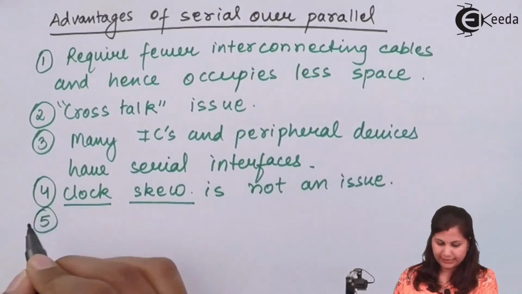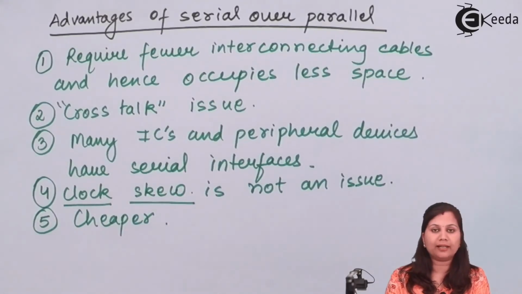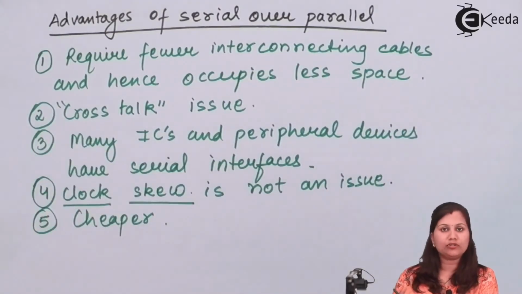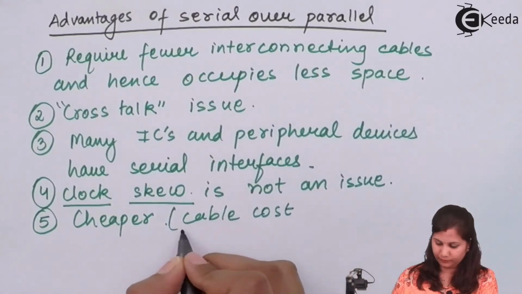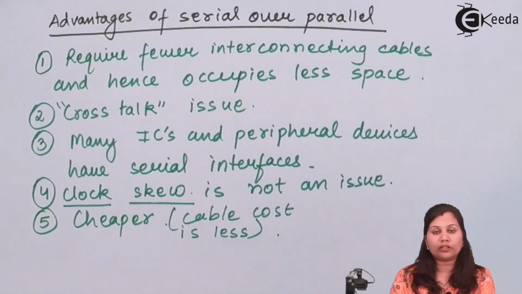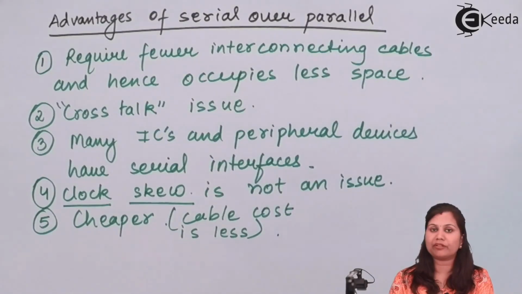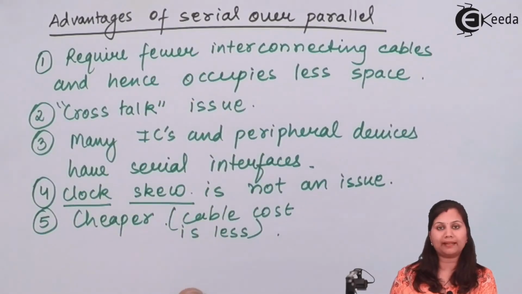Next, as I have said, serial communication is cheaper than parallel communication because few interconnecting cables are required, so the cable cost will be less. So for shorter distances, we will prefer parallel transmission, whereas for long distances, we will prefer serial transmission of data. Okay, and these are the advantages of serial transmission over parallel transmission.